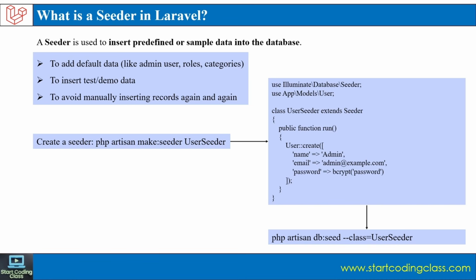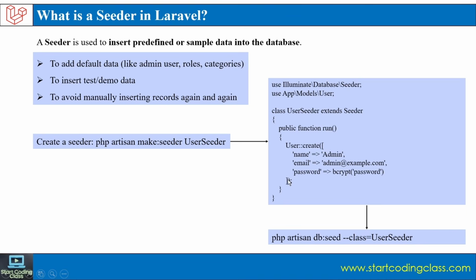The data is inserted into our database. If you run this command, php artisan db:seed --class=UserSeeder, it will create only one record, because inside this User::create there is one array. Inside that, name is admin, email is admin@example.com, password is password. So this will create only one record.